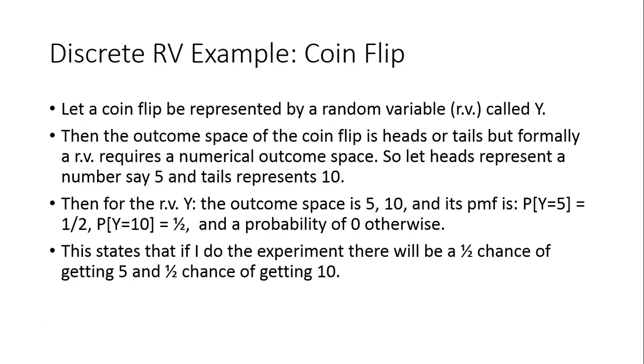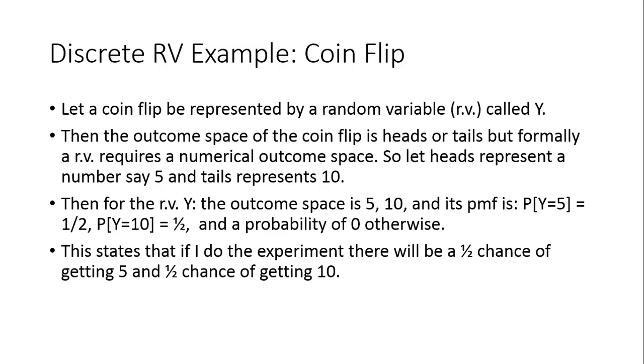And here is an example. Just like we talked about flipping a 100 tenge coin, just a coin flip. A coin flip can be represented by a random variable, and you're supposed to name it usually with a letter. So name the coin flip random variable Y. Then the outcome space of the coin flip is heads or tails. But formally, a random variable requires a numerical outcome space. So let heads represent the number 5, and tails represent 10.